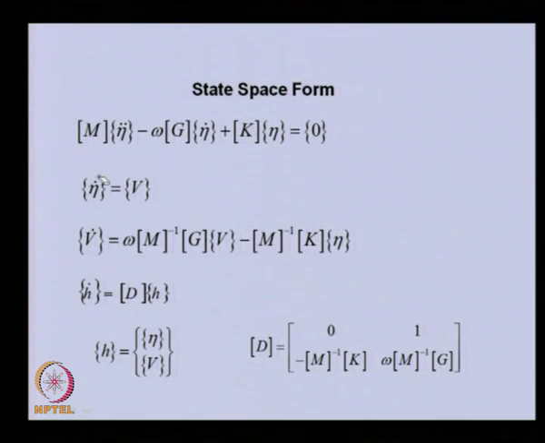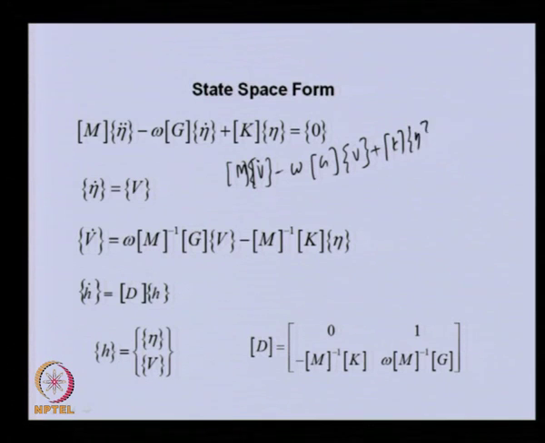So, let us define eta dot as the v vector, and if we substitute this in the equation of motion, you can see this will be M v dot. So, we will be having M times v dot, because acceleration can be written as v dot, minus omega G, this can be written as v because this is a velocity, plus K eta is equal to 0.